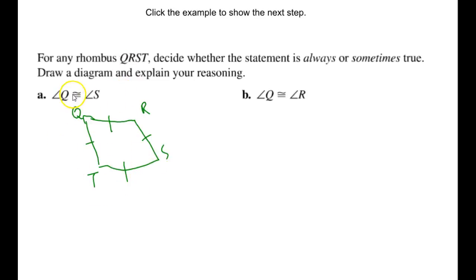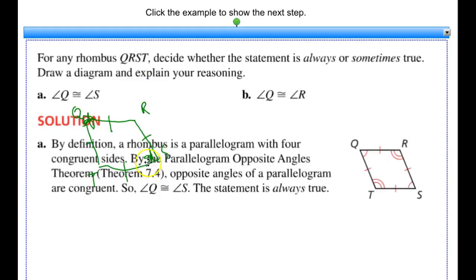So here I'm looking at angle Q and angle S. So I'm looking right here, and I'm looking right here. So here's my drawing, right? And I know that based on the parallelogram opposite angles theorem, that this is always going to be true. One thing I know about a rhombus is that it is a parallelogram, and so I do know that opposite angles are congruent. So this one's always true.